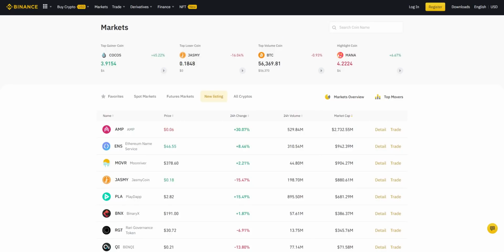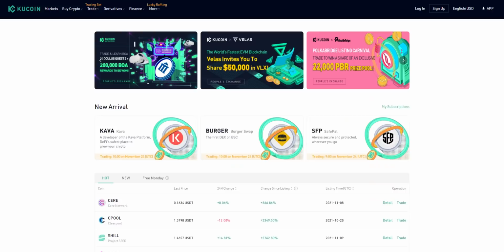The main difference between them is that Binance has its own ecosystem along with the Binance Smart Chain. So there are definitely some smaller and newer tokens listed on Binance that you might not be able to find on KuCoin. And then there are some other coins from different chains that you won't get on Binance that you might have to go to KuCoin for.